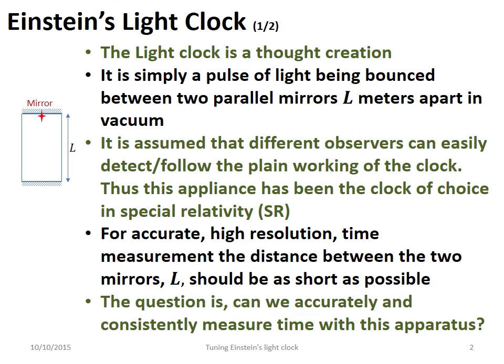The light clock is the brainchild of Einstein. It is simply a pulse of light being bounced between two parallel mirrors L meters apart in vacuum. It is assumed that different observers can easily detect or follow the plain working of the clock. Therefore, this appliance has been the clock of choice in special relativity. The question here is, can we accurately and consistently measure time with this apparatus?